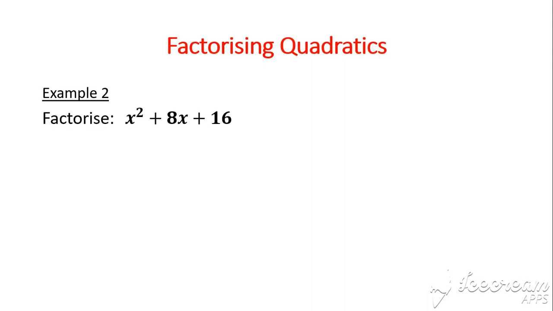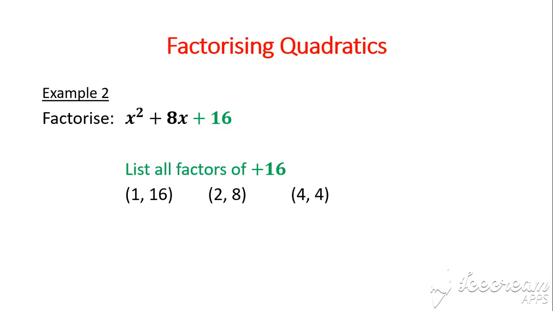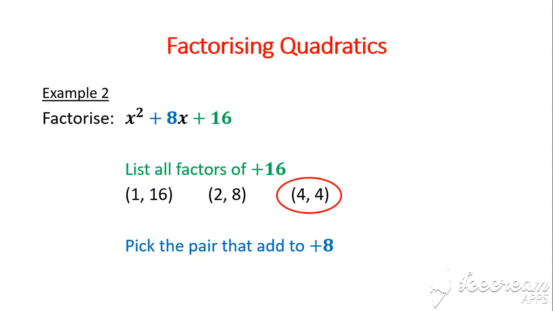All right, example 2. Let's factorize x squared plus 8x plus 16. So let's list all the factors of positive 16. 1 times 16, 2 times 8, 4 times 4. Now we want to pick the pair that adds up to positive 8. So that's 4 times 4. 4 plus 4 is 8, and 4 times 4 is 16. So we can write this down as x plus 4 times x plus 4.